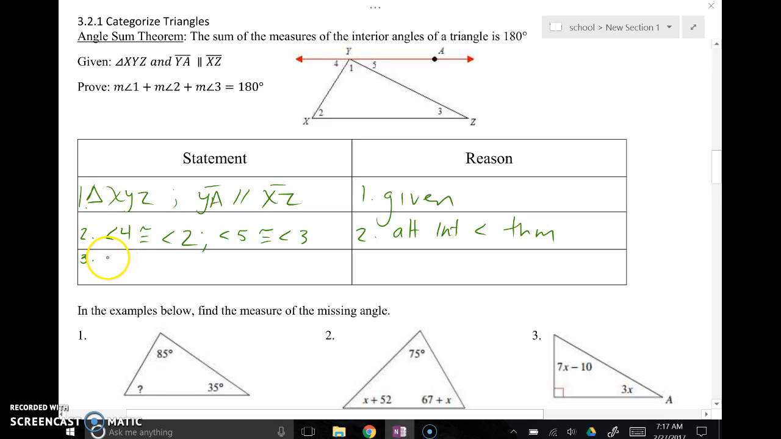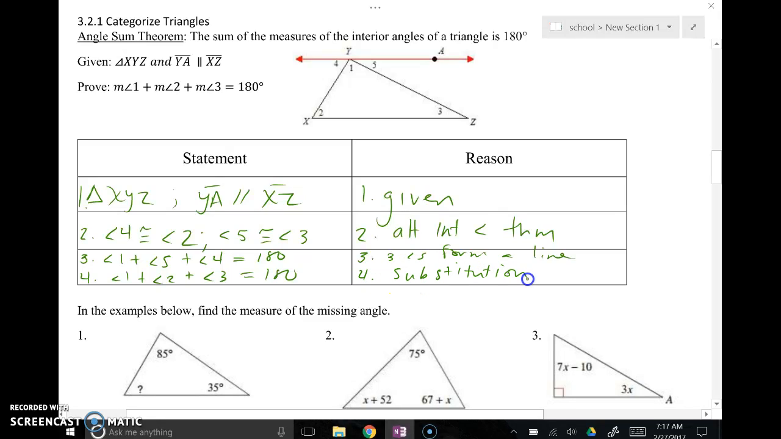Step 3 would be that angle 1 plus angle 2 plus angle 4 equals 180 degrees. Then our reasoning would be that 3 angles form a line. And then our last step will be angle 1 plus angle 2 plus angle 3. I'm sorry, this up here should be angle 5. Angle 2 equals 180, and that'll be step 4, and that would be because of substitution.